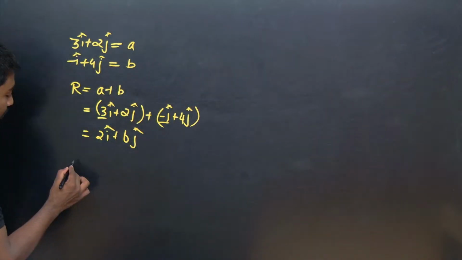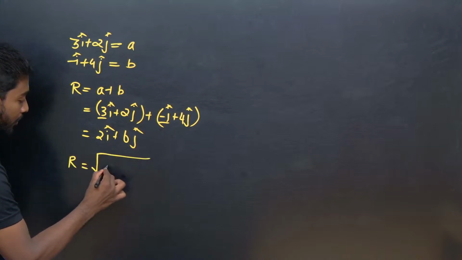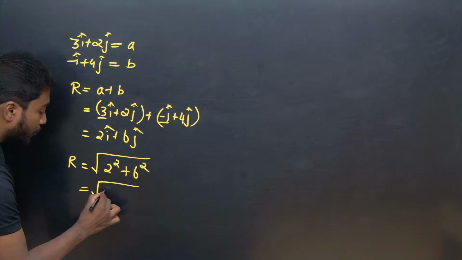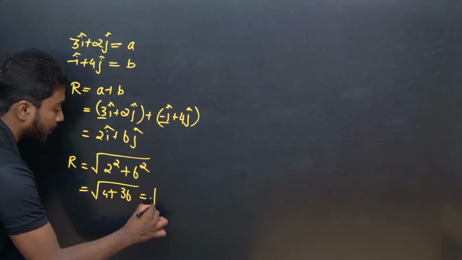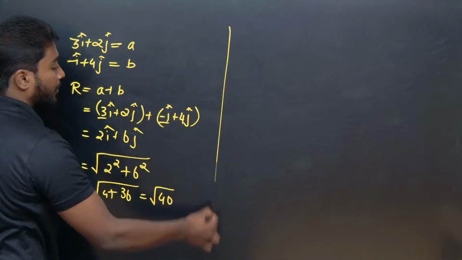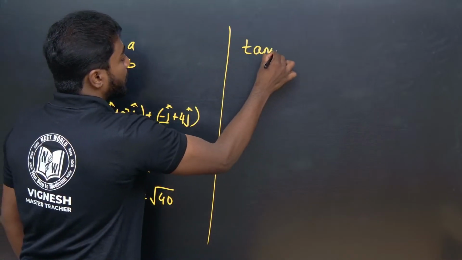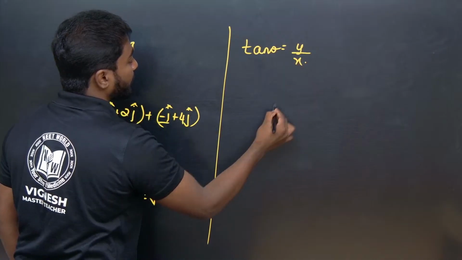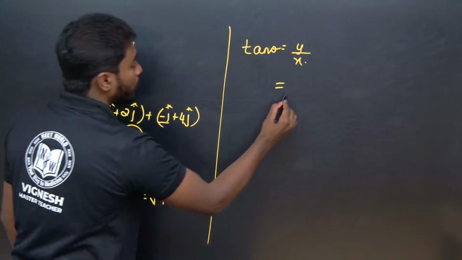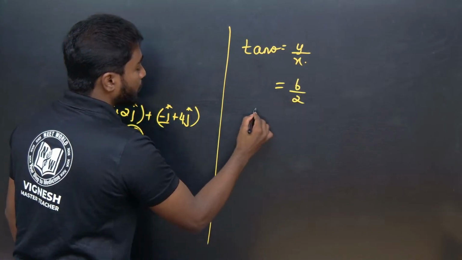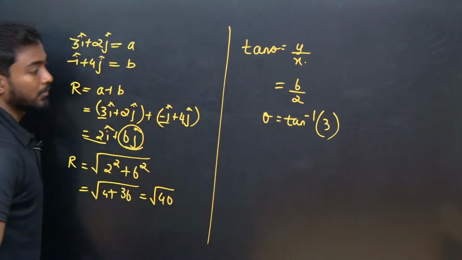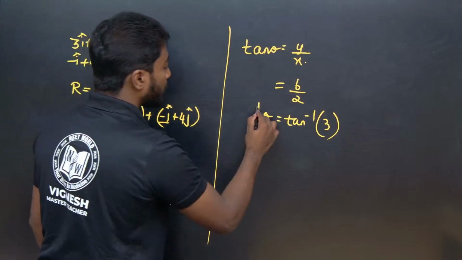Now magnitude, in the sense R is equal to under root of 2 square plus 6 square, which is nothing but 4 plus 36, under root of 40. Okay, this is the first thing. The second thing, the angle: tan theta is equal to y by x. The value of y here is 6 and x is 2, so 6 by 2. So theta will be equal to tan inverse of 3. Understood? So this is the angle.